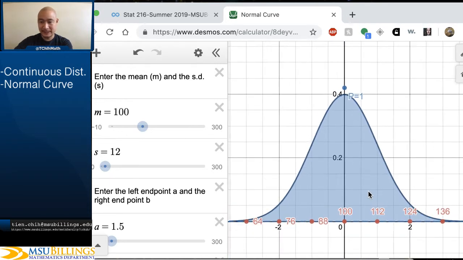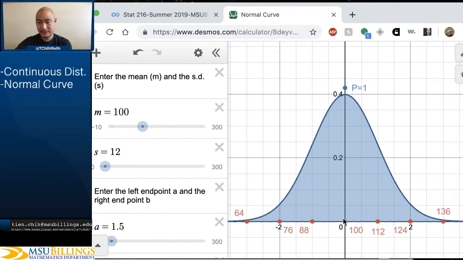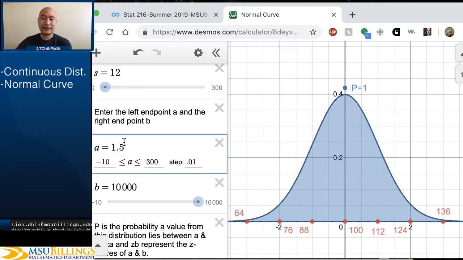And you may have noticed something down here. These red numbers, 100, 112, 124, 136, 88, 76, 64, these are counts by 12, right? So 100 plus 12 plus 12 plus 12, minus 12, minus 12, minus 12. Those measure the length of one standard deviation. And so what used to be 0, 1, 2, 3 is now 100, 112, 124, 136. And right now, because A is 1.5 and B is 10,000, it's still going way to the left, way to the right, and it's shading all of that. But that's not the area we want, right?